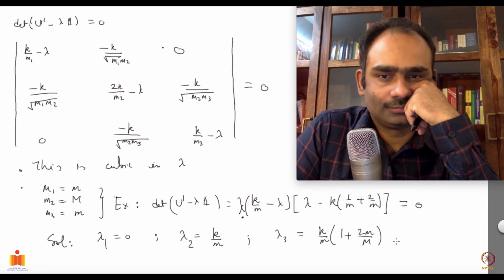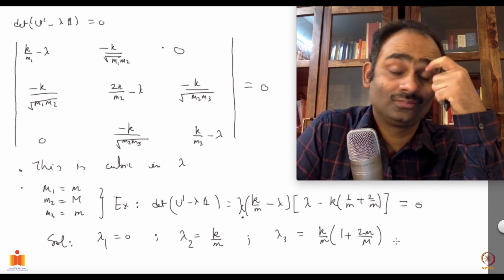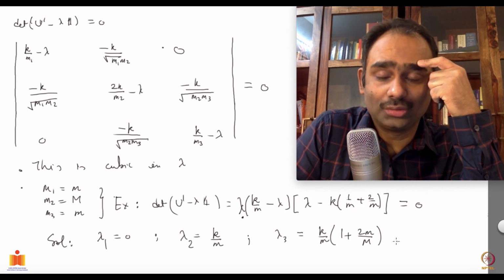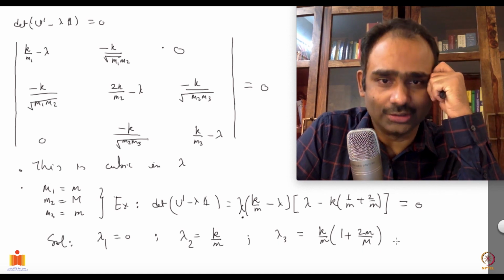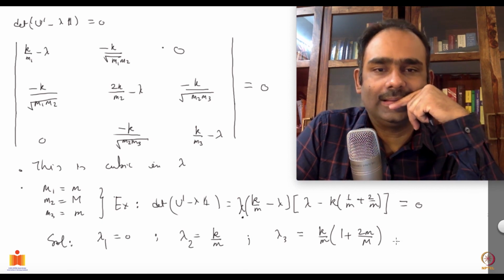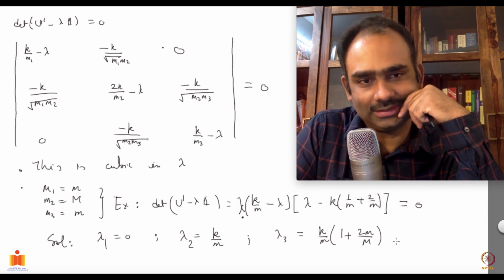Now we are noticing that we are getting one of the eigenvalues to be 0. Okay, and one appears to be that of a simple harmonic oscillator, and one is different.